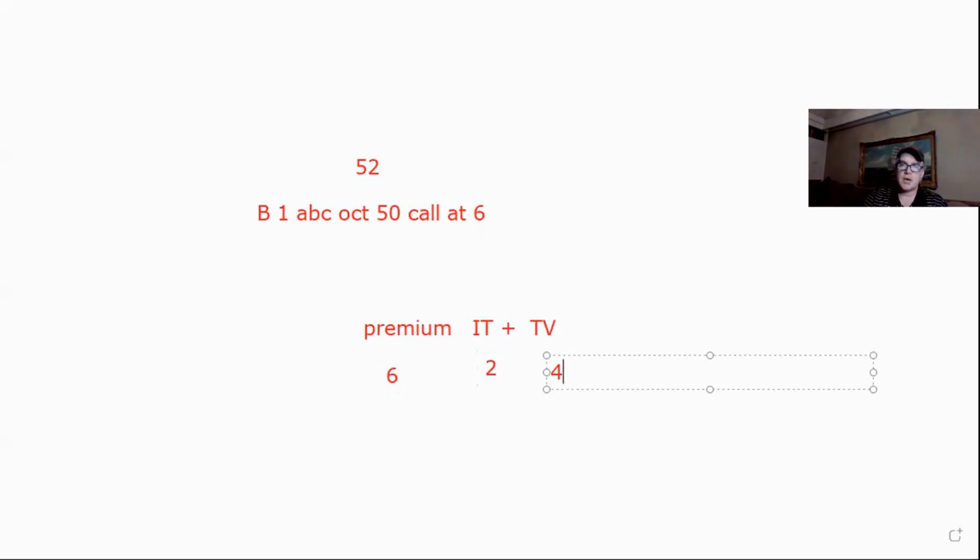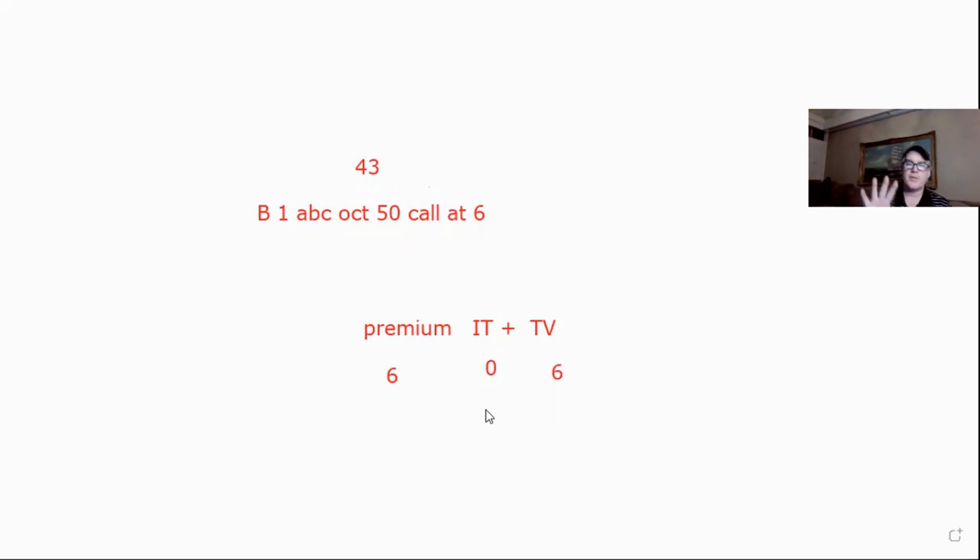Either one of those could be 0. Say the premium was 6, stock's trading at 52, we have an intrinsic of 2, we have a time value of 4, that works, they add up. But let's say the actual stock was at 43. If it's below 50, that means there's no intrinsic, so that's going to be a 0. Then that doesn't work, so we have to change this. My time value is going to be 6. They both have to add up.